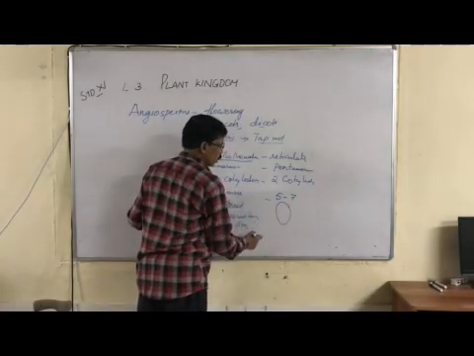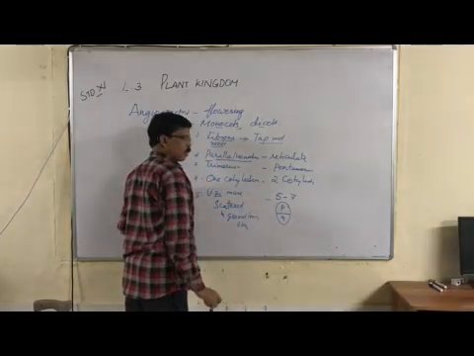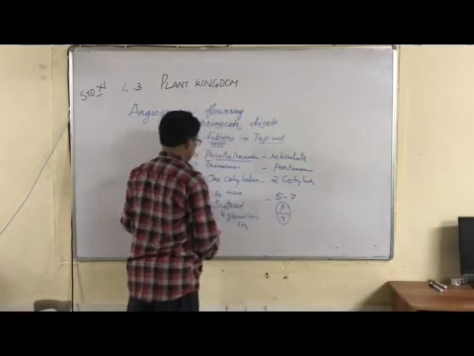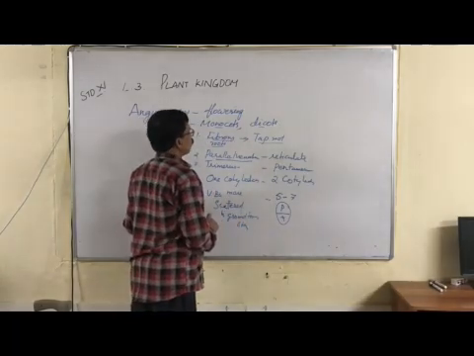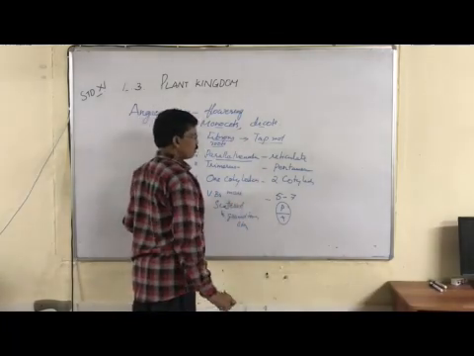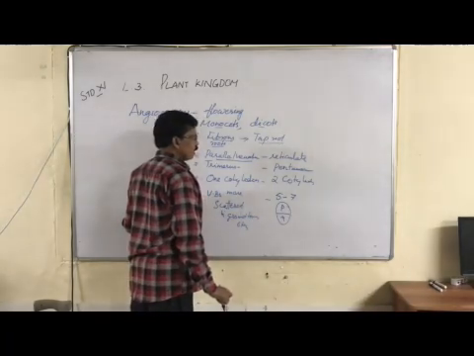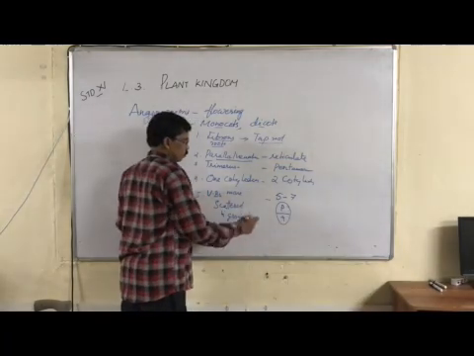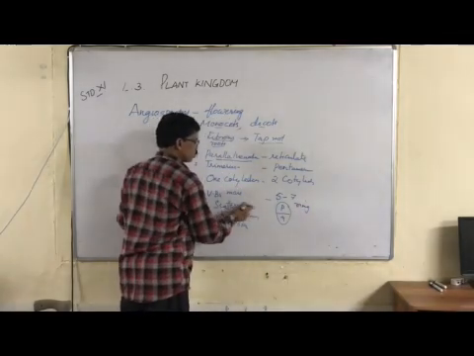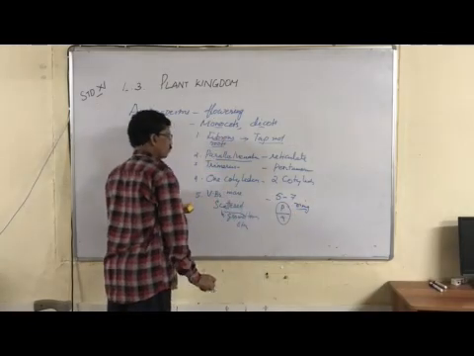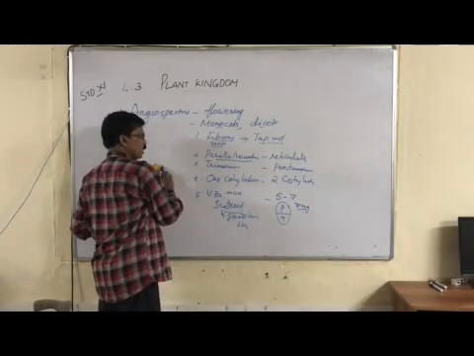A vascular bundle is a bundle of xylem and phloem together. Such vascular bundles are more and scattered in the stem of monocots, whereas in dicots their number is limited, 5 to 7, and they are arranged in a ring form. So these are the 5 differences between monocot and dicot.